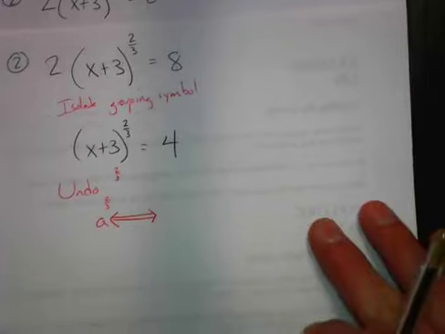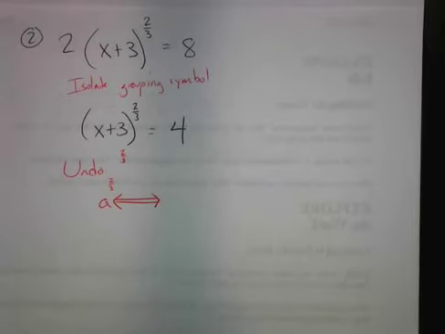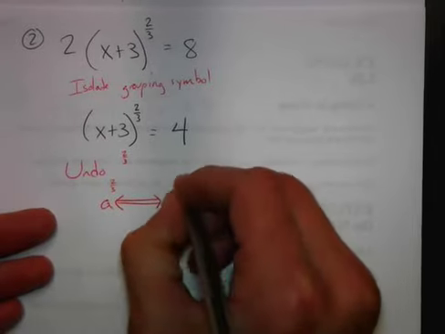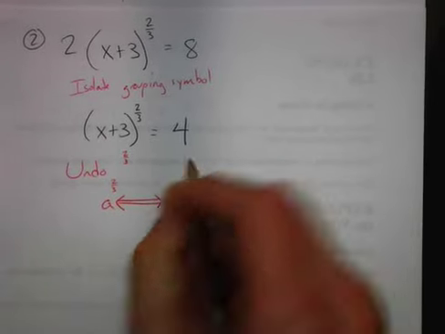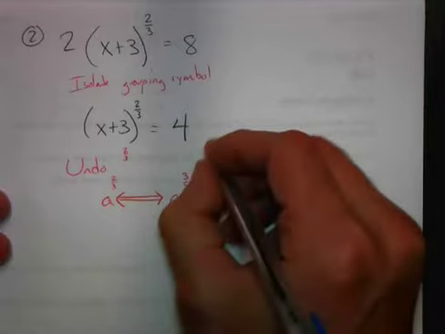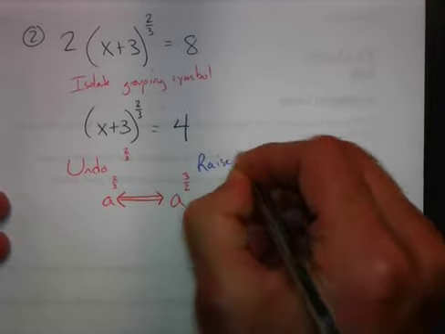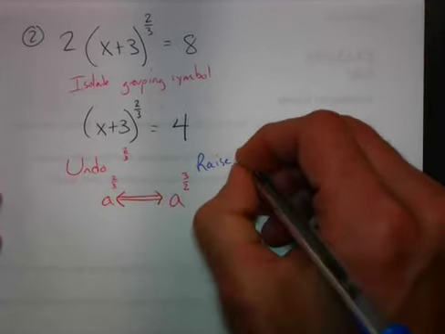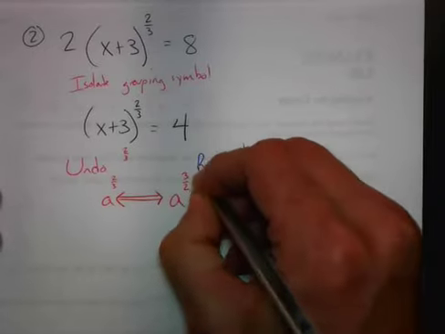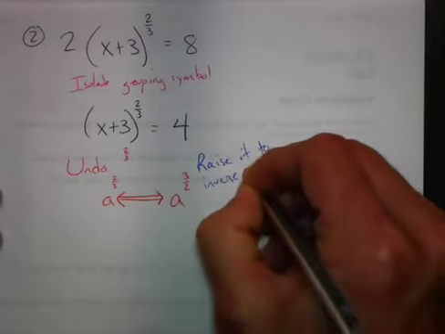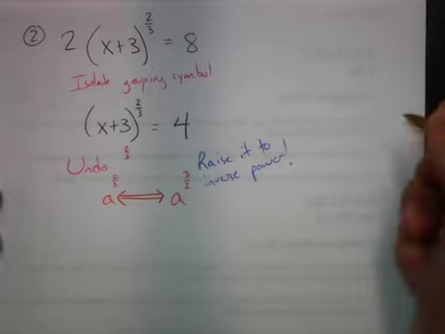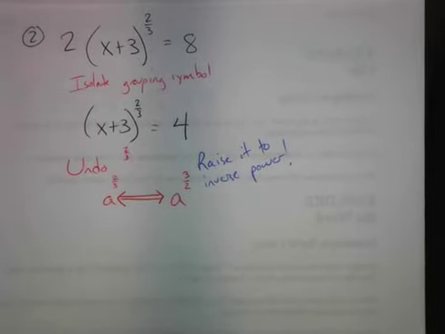So how do we undo something raised to the 2/3? We're going to raise it to the inverse power. Raise it to the 3/2. Okay, so that's how we undo rational exponents. Raise it to the inverse power, exclamation point. Isn't that cool? Okay, so that's the big note here.